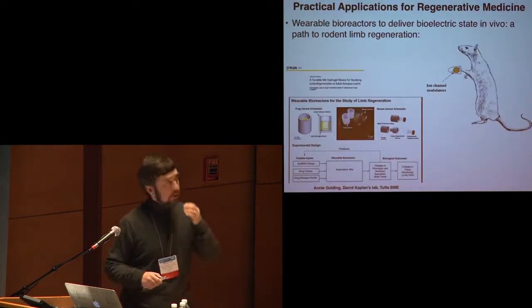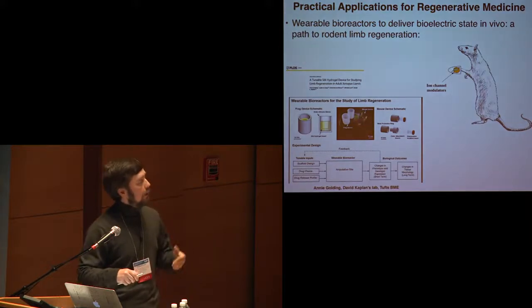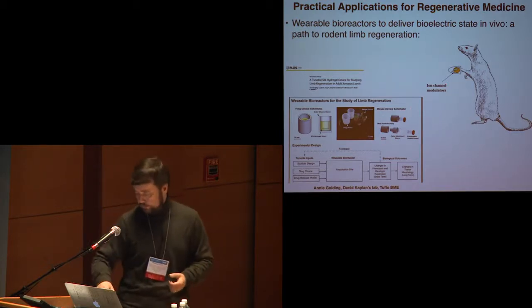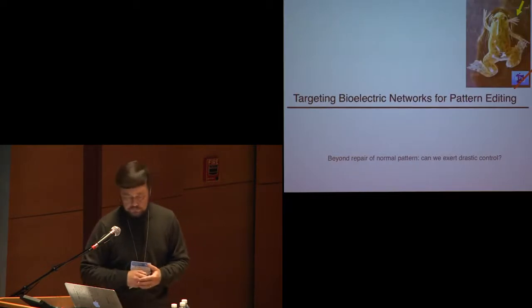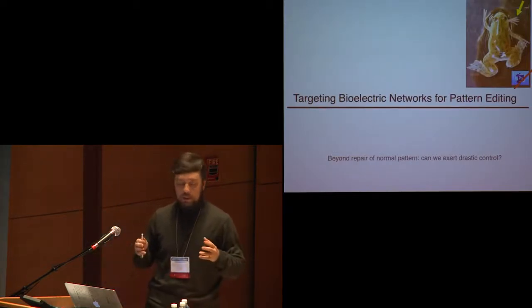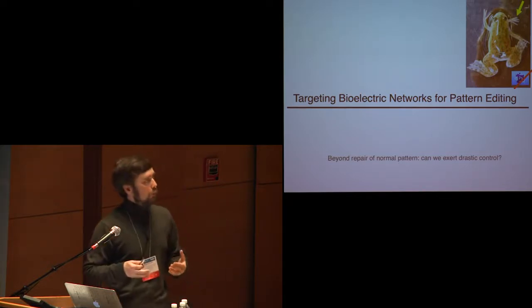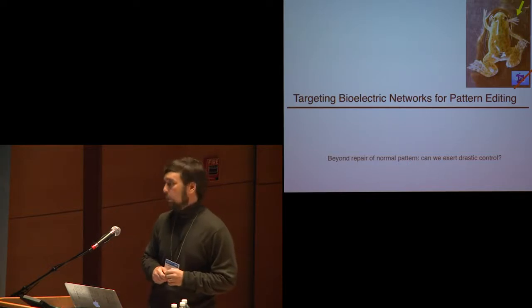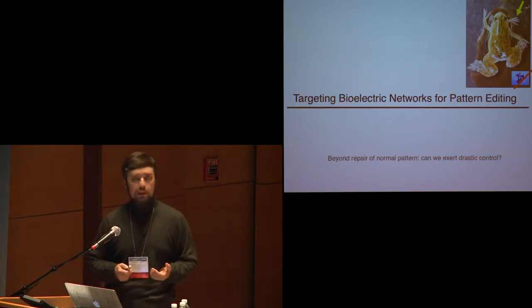And with our collaborators, David Kaplan and Annie and people in his lab, we're working on making bioreactors and transitioning this to a rodent model to try and move limb regeneration forward. So I've shown you 3 examples now where we can try to reinforce or repair normal pattern. Now the question is, beyond the repair of normal pattern, how far can we go with this? How much control over anatomy can we get?